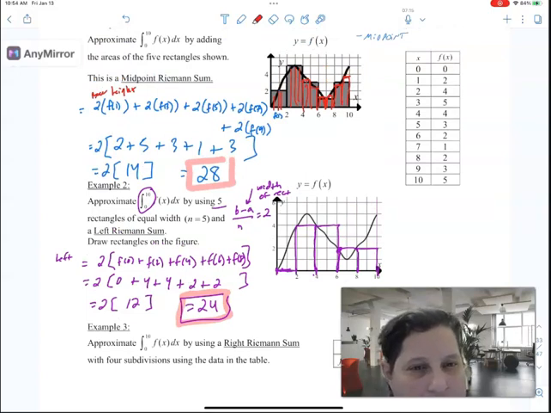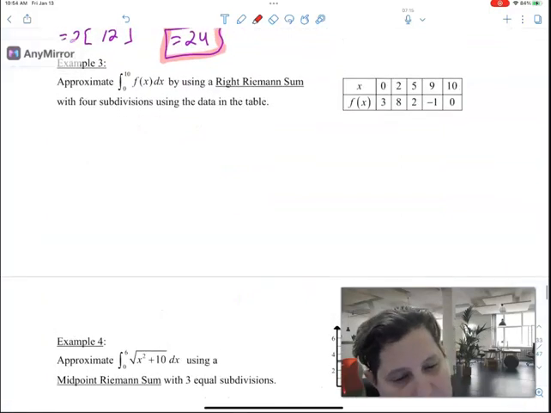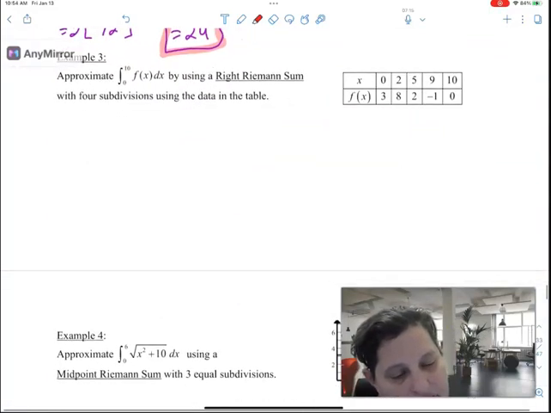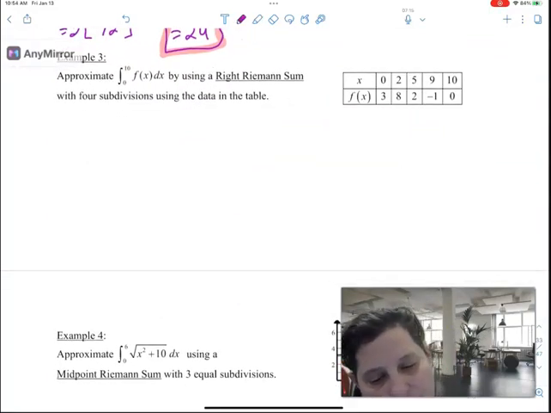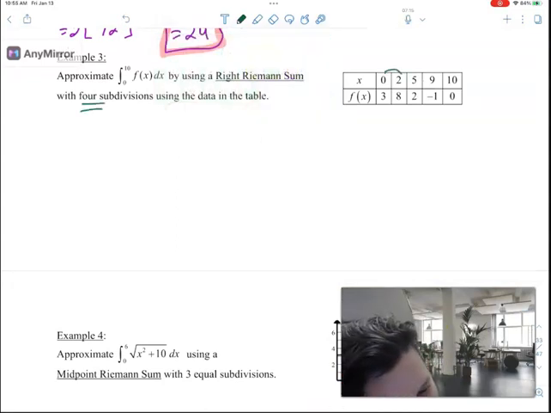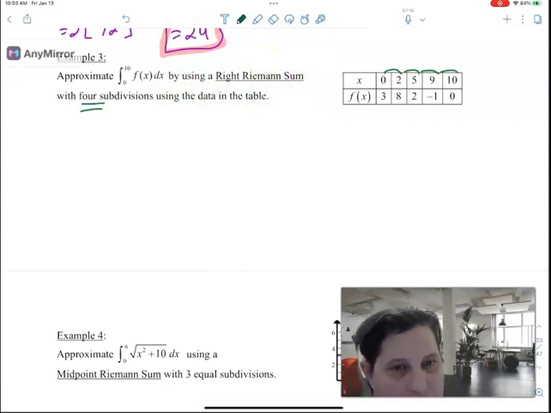Okay, here's a new example. This one did not give us a graph. Now, the first thing I want you to notice, we have 4 subdivisions, but these are not all the same width. Do you see that?